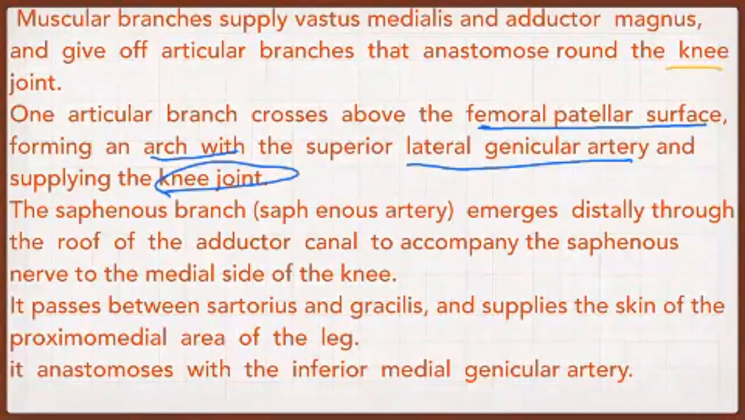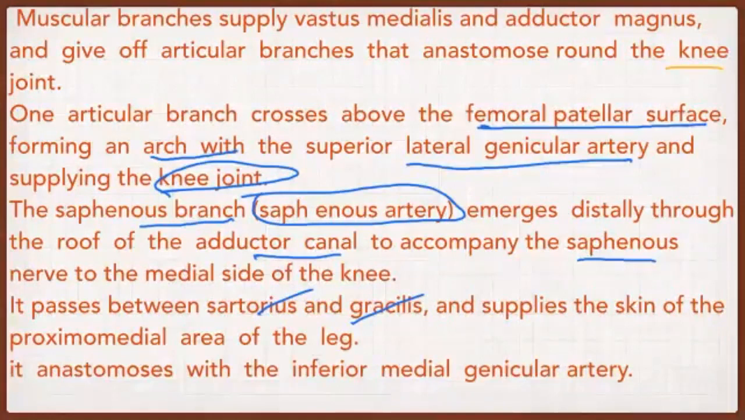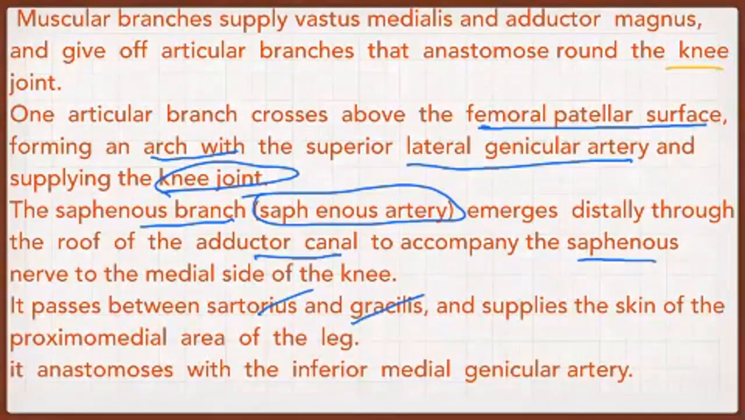One articular branch crosses above the femoropatellar surface, forming an arch with the superior lateral genicular artery and supplying the knee joint. The saphenous artery emerges distally through the roof of the adductor canal to accompany the saphenous nerve to the medial side of the knee. It passes between sartorius and gracilis and supplies the skin of the proximal leg. It anastomoses with the inferior medial genicular artery. So the anastomosis around the knee joint is by the descending genicular artery, lateral genicular artery, and medial genicular artery, right?